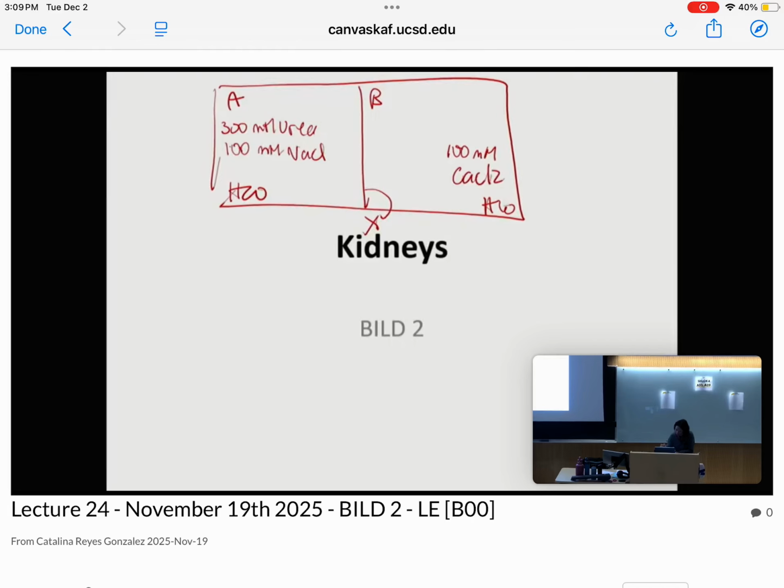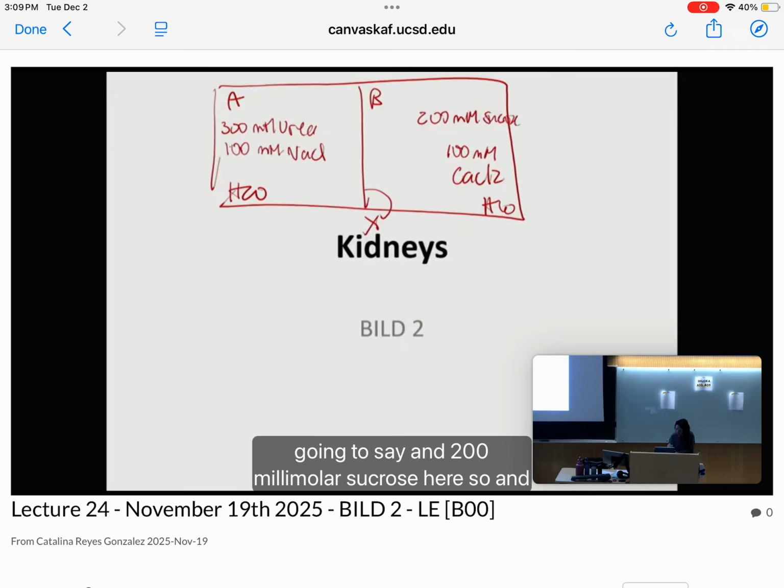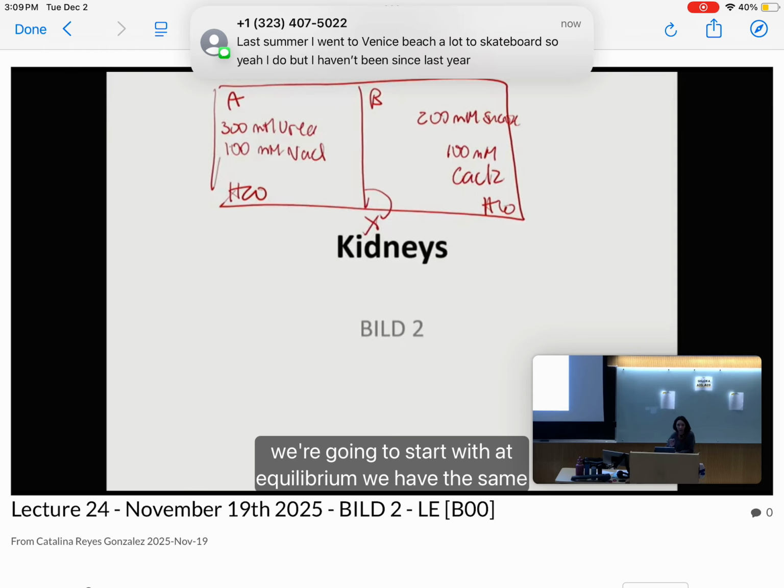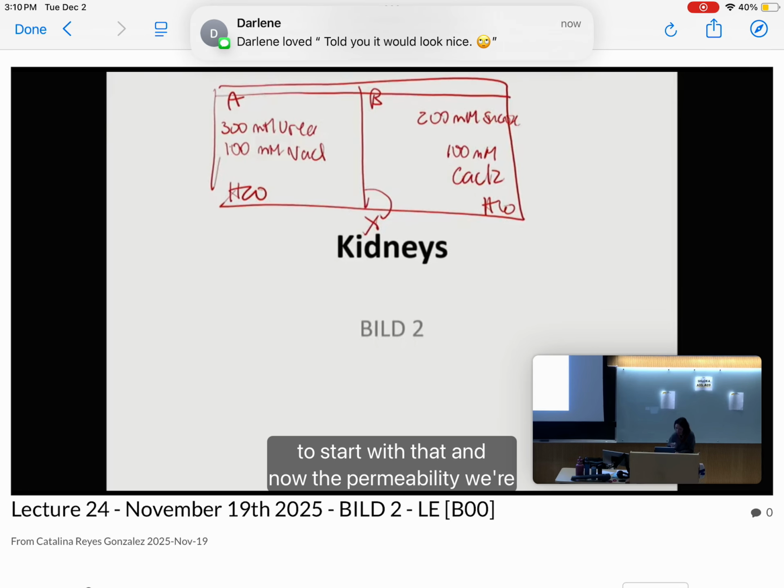This is 200, 500, okay. And we're going to say 200 millimolar sucrose here. We're going to start at equilibrium, with the same volume, the same level in tank A and B. Okay, we're going to start with that.